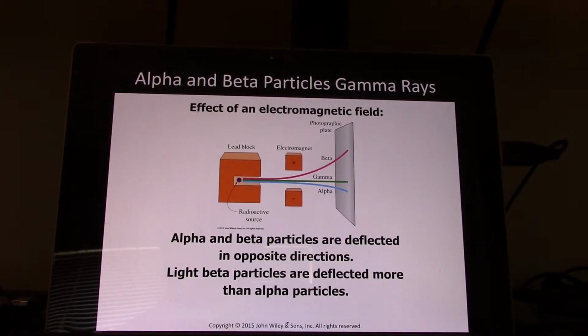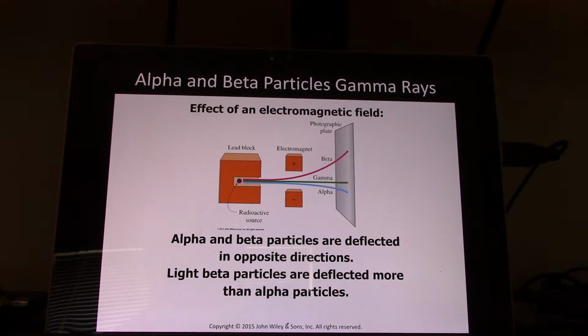And so here we see alpha and beta particles are deflected in opposite directions. Because an alpha particle is positively charged.